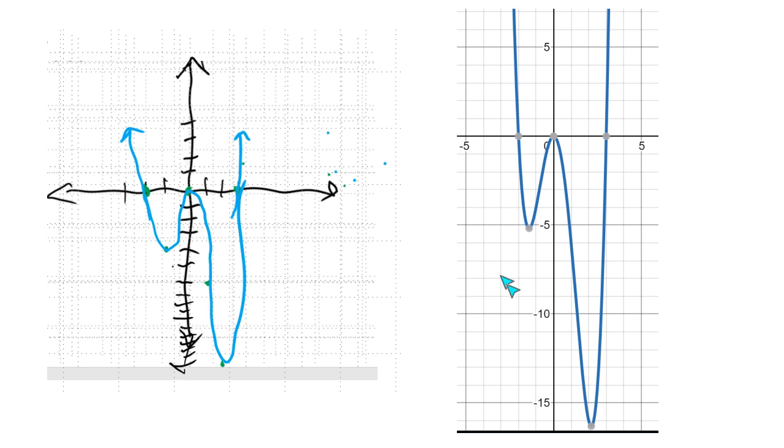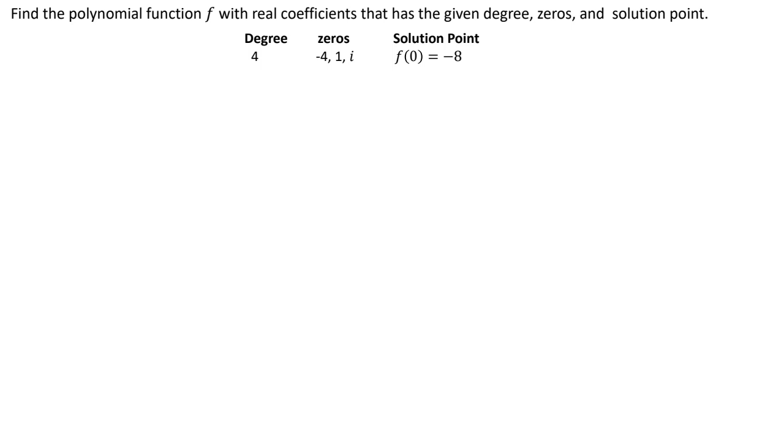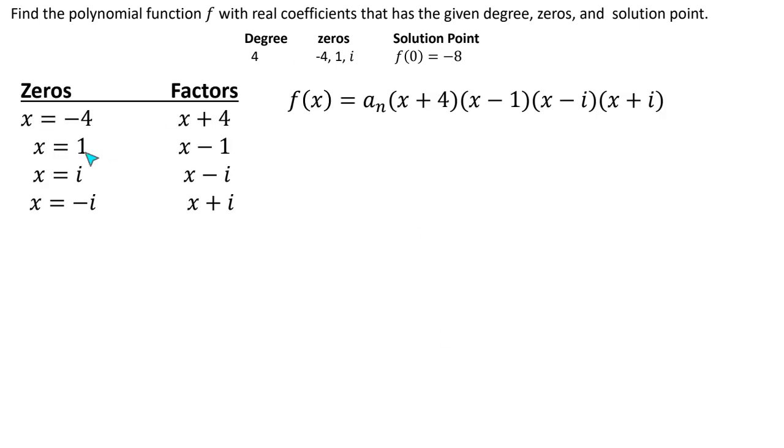Okay, so now we're almost, I think I have like 2 or 3 more examples, but this one here says find the polynomial function with the given degrees and the solution points. So our degree is 4, so that means we should have 4 zeros. And I only see 3, okay? So the 4th zero is going to be the conjugate of that imaginary 0.